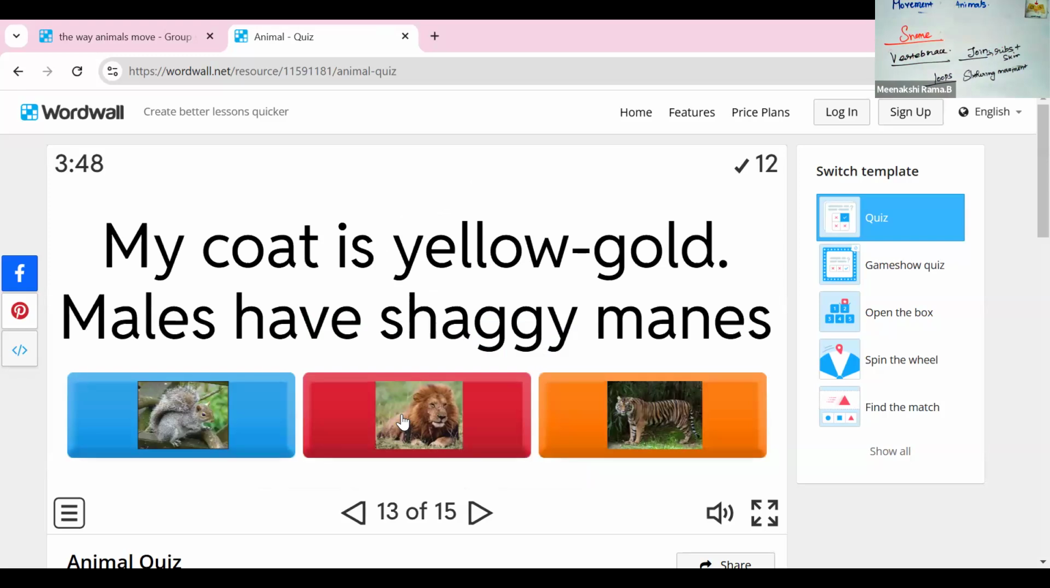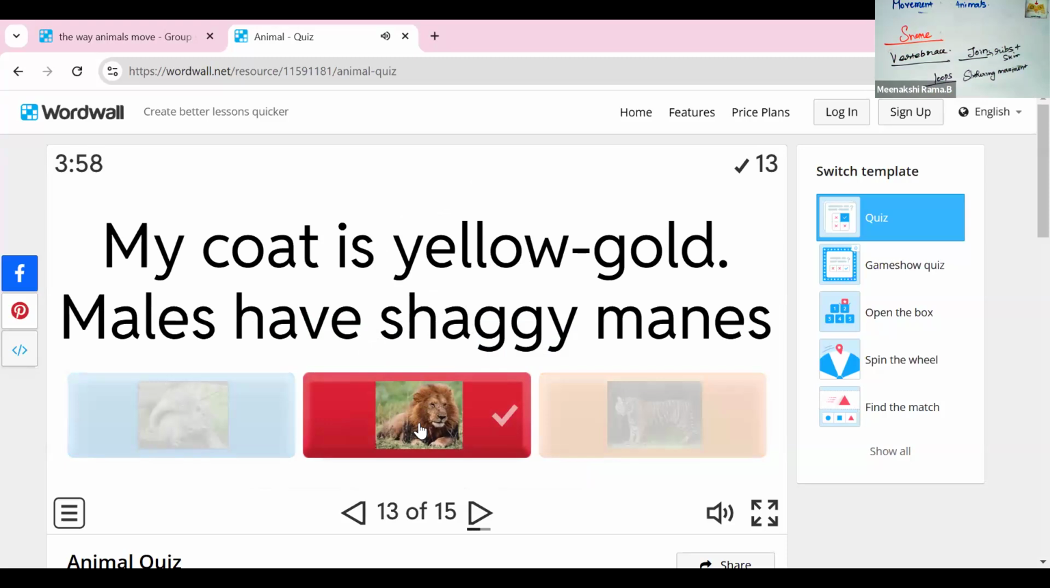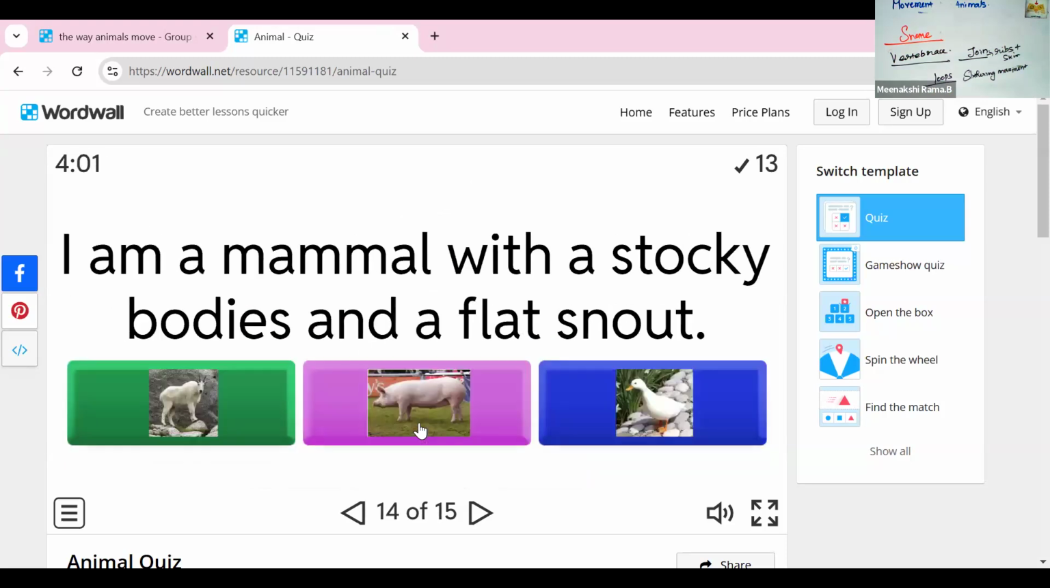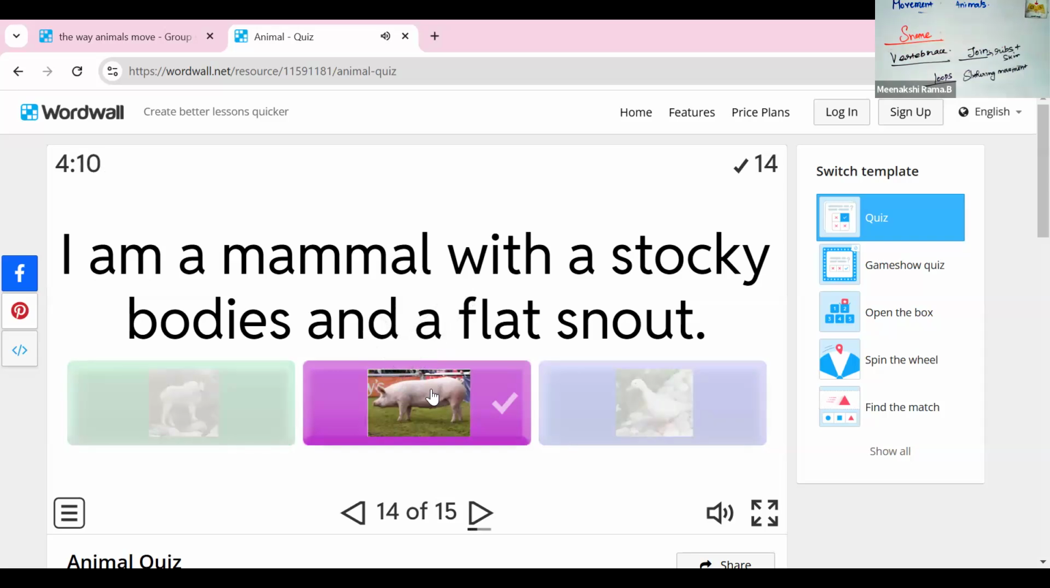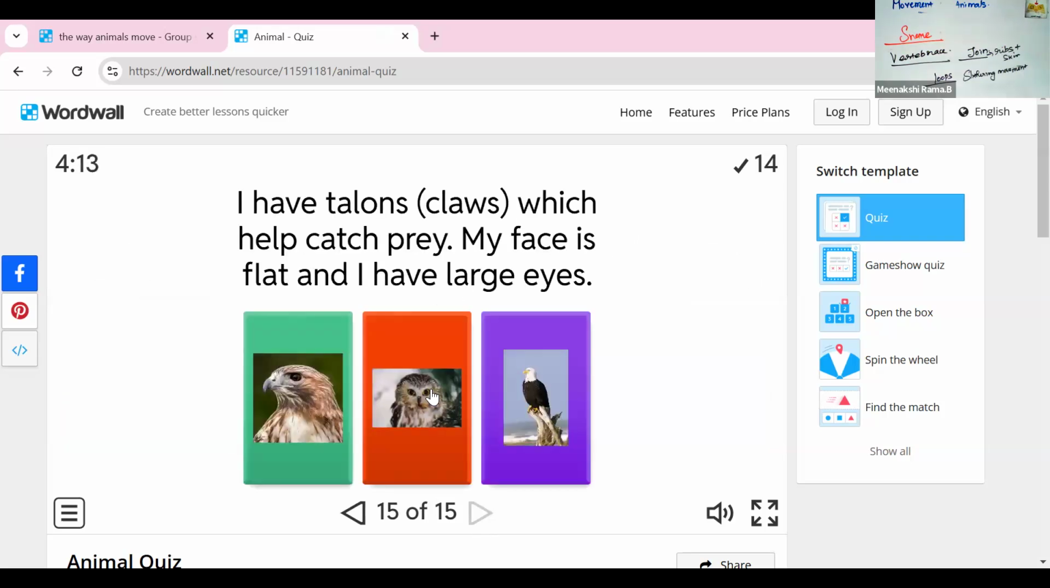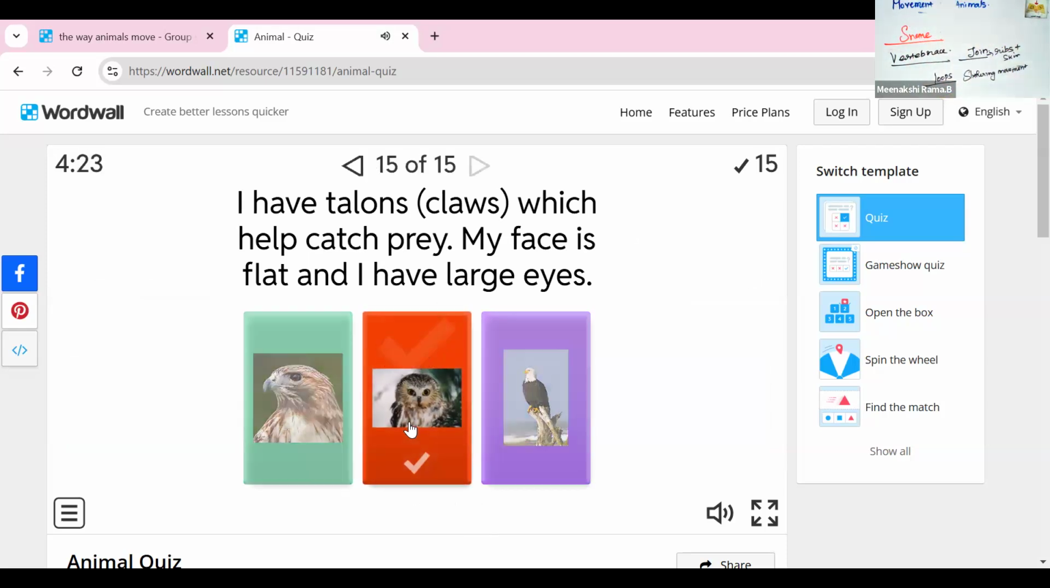Horse can sleep standing or lying down. My coat is yellow-gold. Males have a shaggy mane. Yes, king of the forest. Lion is the right answer for that. I am a mammal with a stocky body and a flat snout also. Who is that? Yes, this is the right animal, pig. And next one: I have talons and claws that help to catch prey. My face is flat and I have large eyes. Yes, owl is the right answer for that.